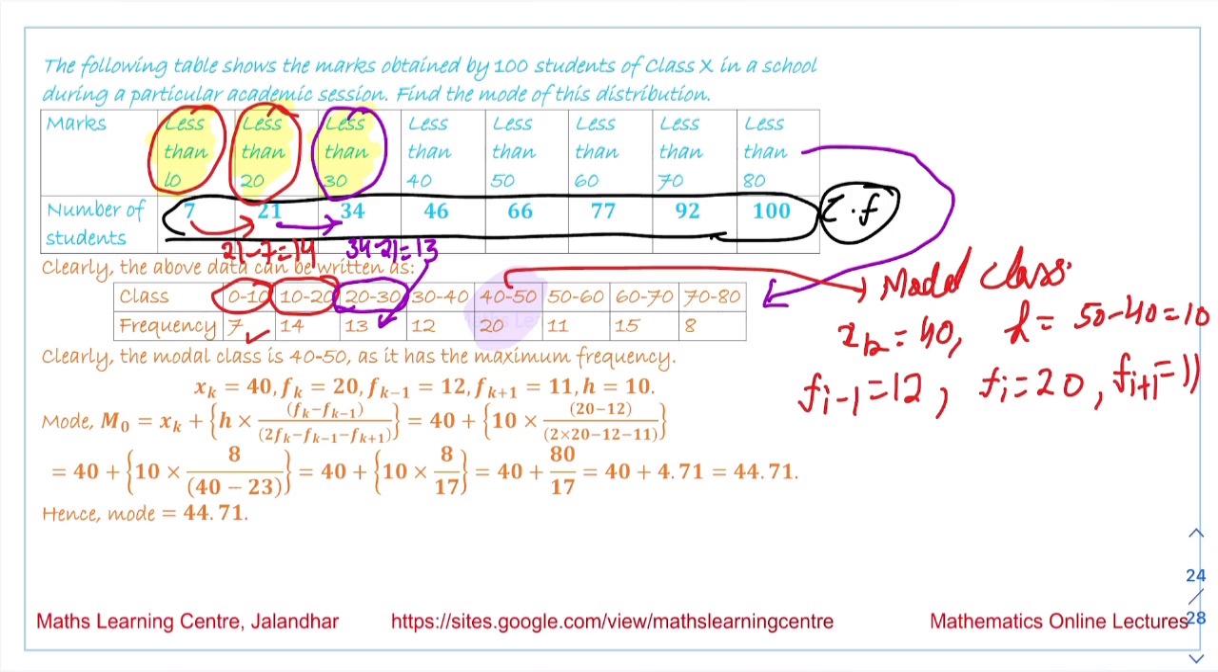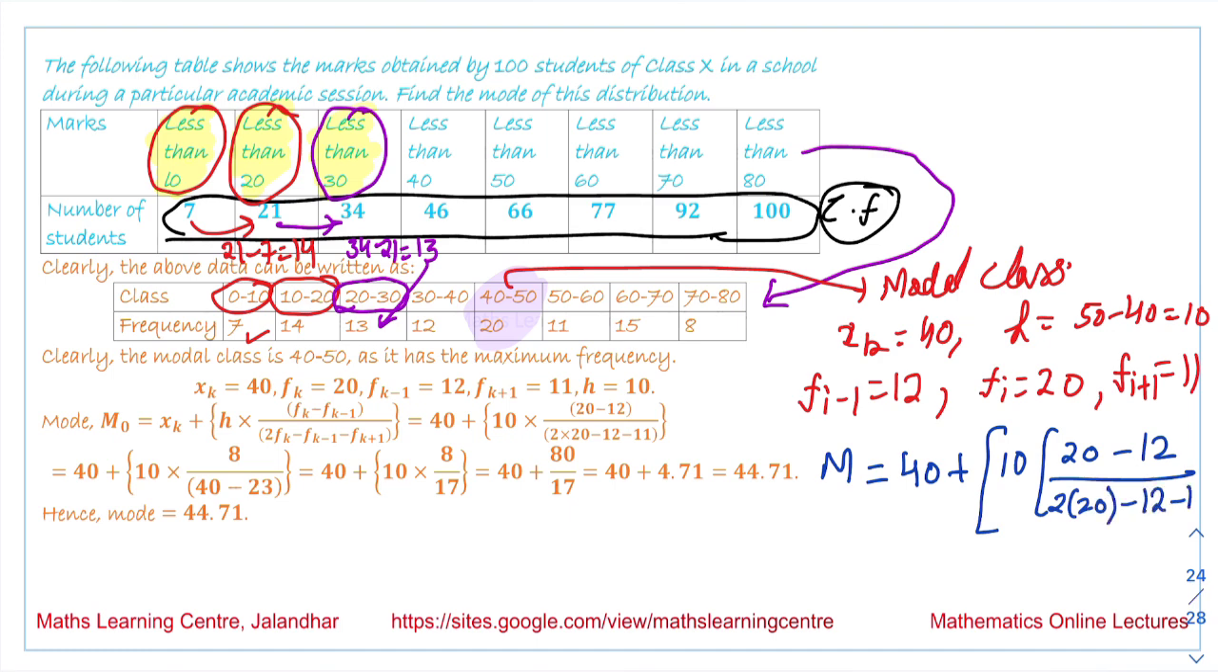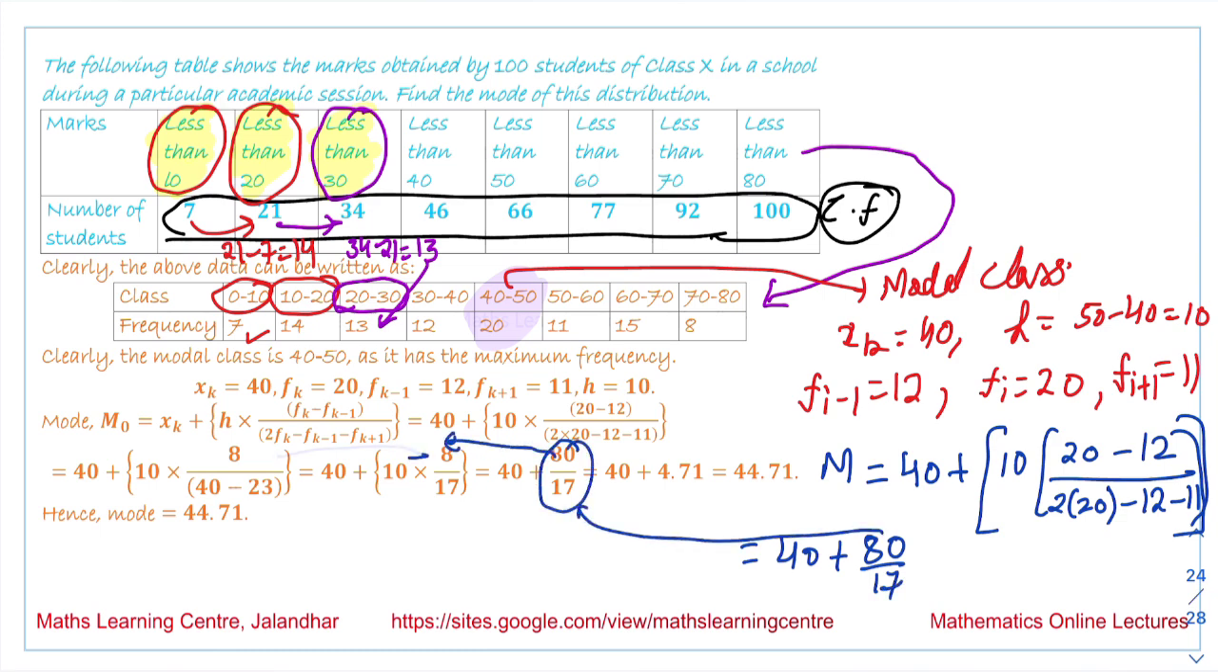So when we substitute these values in this formula, we get M, the mode of this data, equal to xk, that is 40, plus h, which is 10, into 20 minus 12 over 2 times 20 minus 12 minus 11. So the answer we obtain is 40 plus 80 by 17. These calculations are shown over here. On solving this, we get the answer 44.71, and this is the mode of this given data.